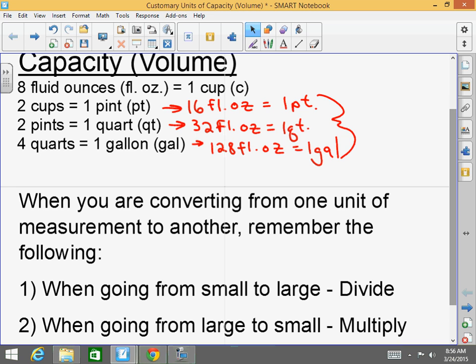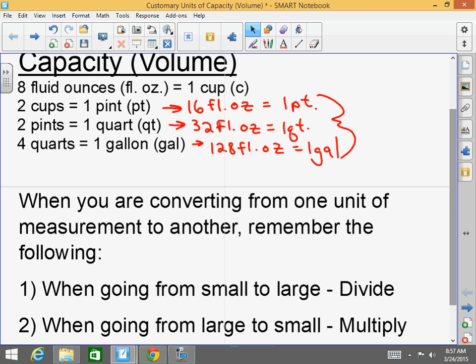Now, the good news, once you memorize all these conversions, weight, distance, capacity, or volume, the procedures stay the same. The borrowing stays the same. The carrying over stays the same. The skills are the same. There's just different units attached to it.